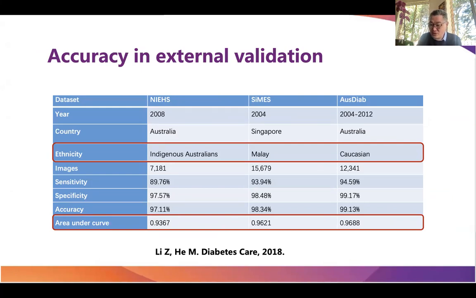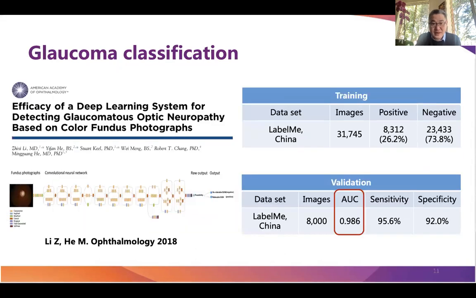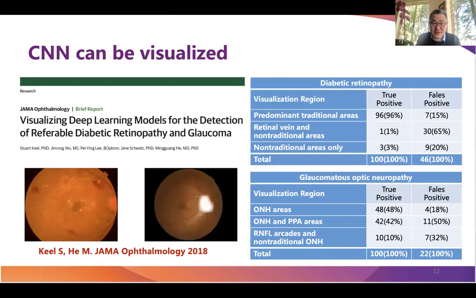Actually, they also perform quite well in the Caucasian and Malay populations, but it was a little bit compromised in the indigenous Australian, where the fundus is more highly pigmented. And then we did something similar for glaucoma classification. Again, you can see it's quite accurate, and then for AMD as well.